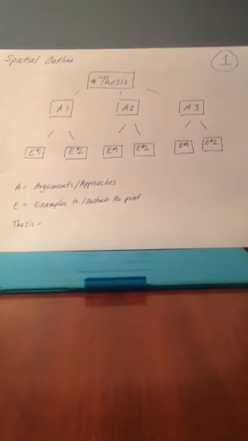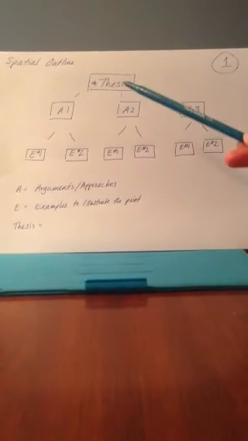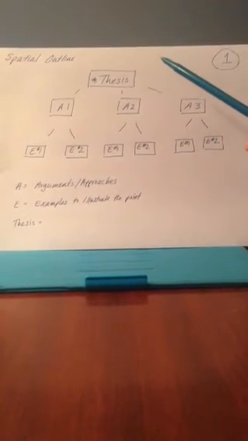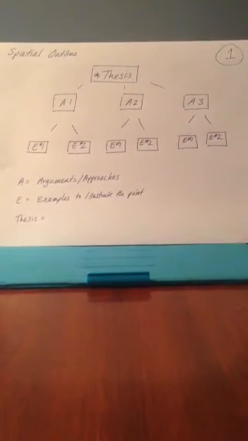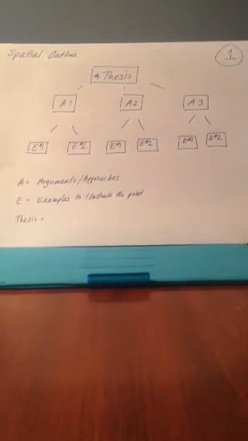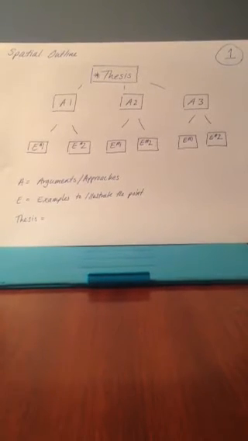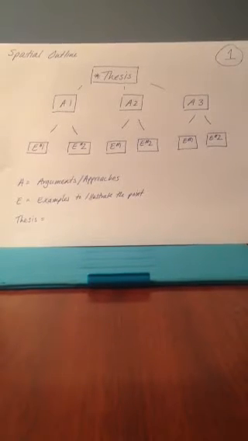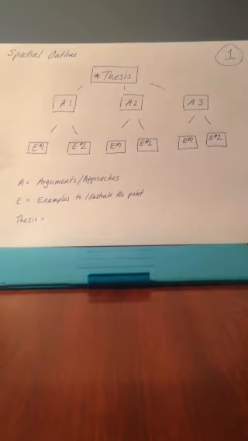So for the spatial outline, what you're doing is you are putting your thesis in the top here. And when you create this document on your own, you can do this in Microsoft Word through clip art. And if you're not sure how to do that, you can certainly Google it and get clearer instructions for how to do that in the computer. But when you do it, it should all be typed up in text.